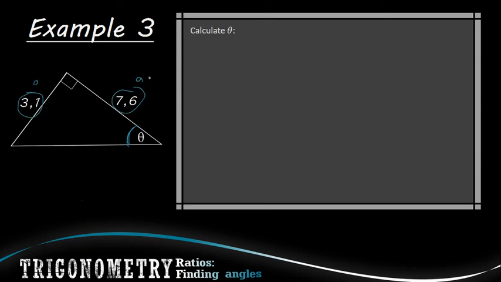And then for example 3, over here we've got theta, and this is the opposite side, this is the adjacent side. Then for opposite over adjacent, we've got tan theta. So tan theta is equal to opposite over adjacent, so that's going to be 3,1 over 7,6. And then to solve for theta, I'm going to take the inverse of tan. So inverse of tan of 3,1 over 7,6.